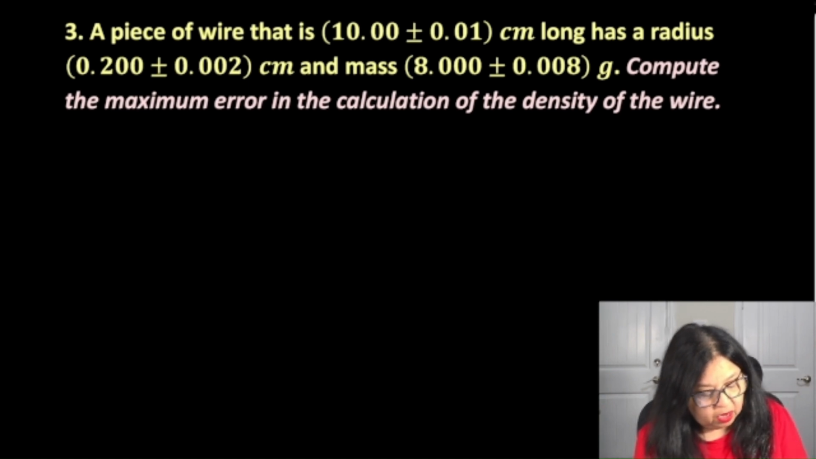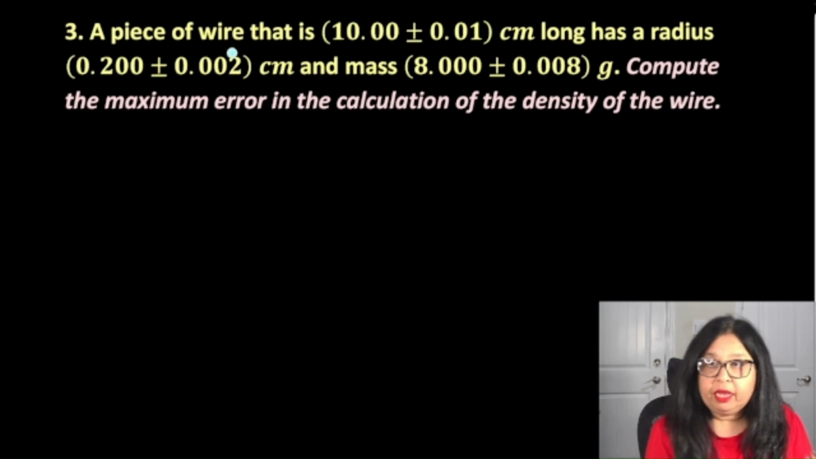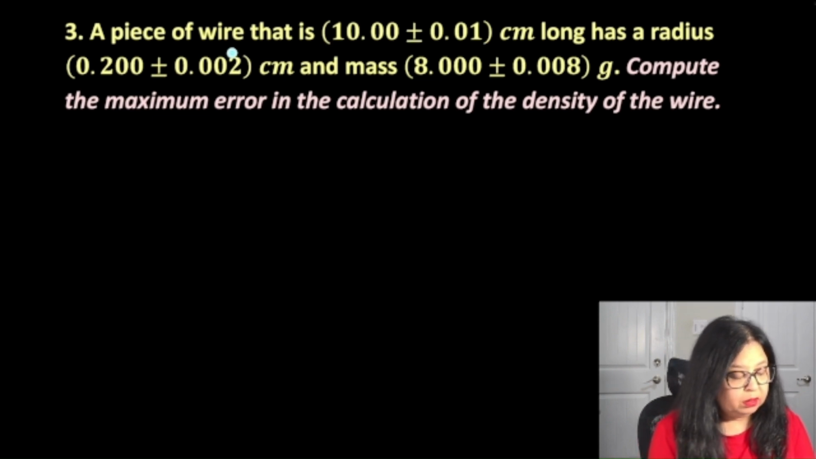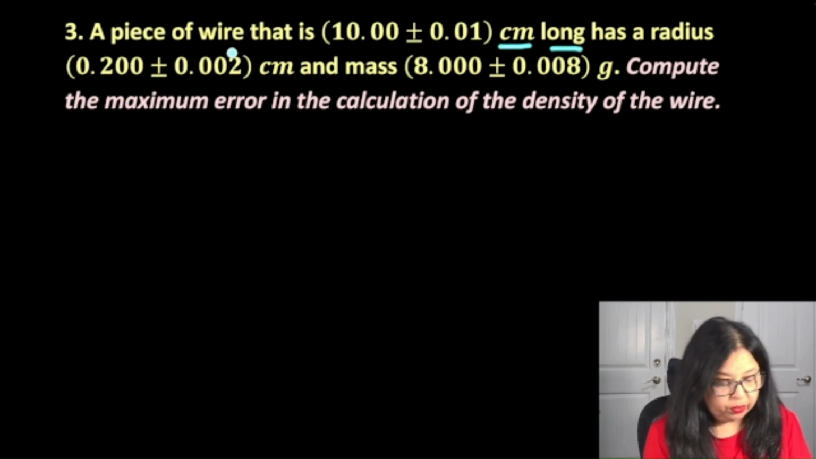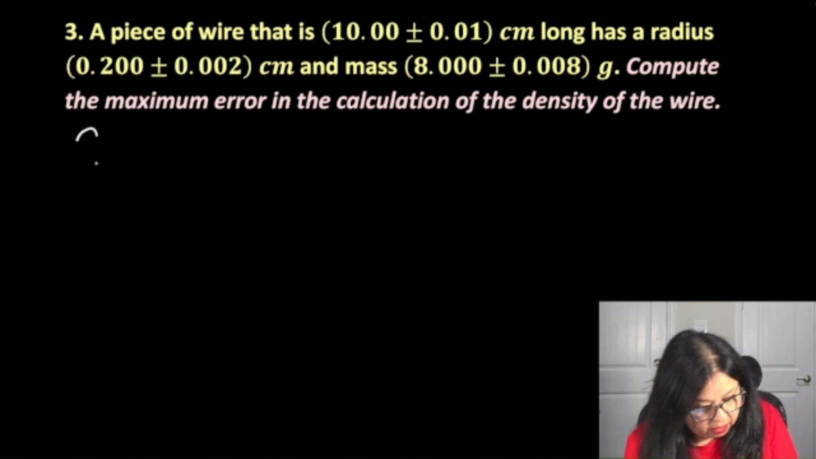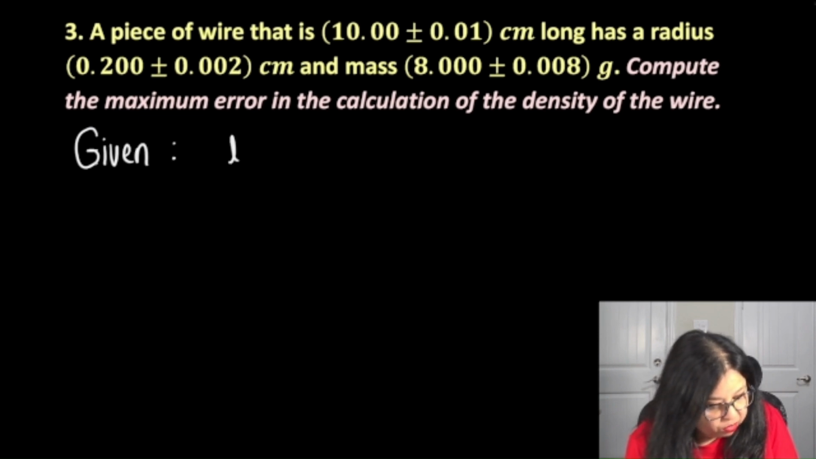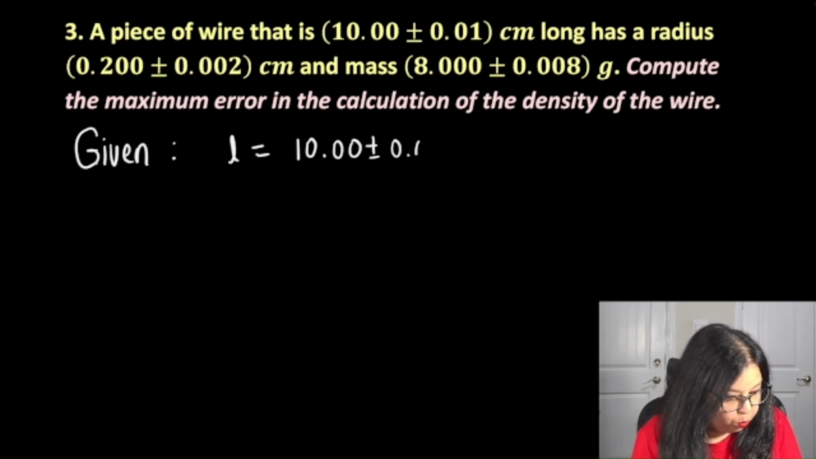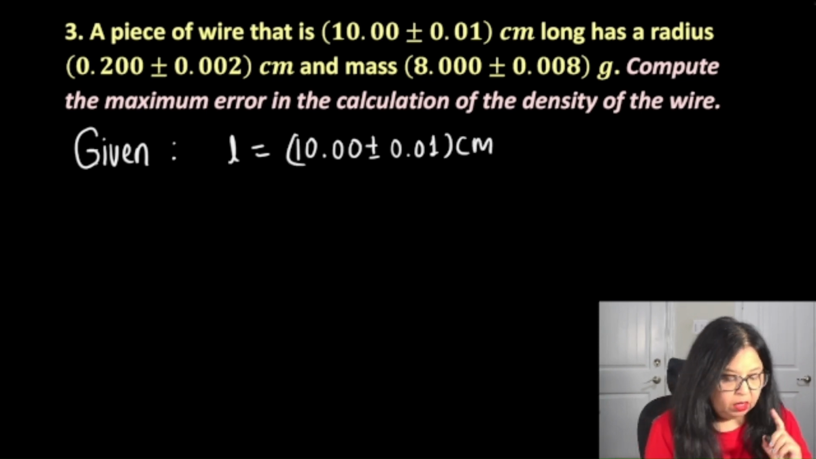Problem says a piece of wire, which is again a cylindrical wire, that is 10.00 plus minus 0.01 centimeter long. So in the given section, I'm given the length of the wire. What is it? 10.00 plus minus 0.01 centimeters. Okay. All right.